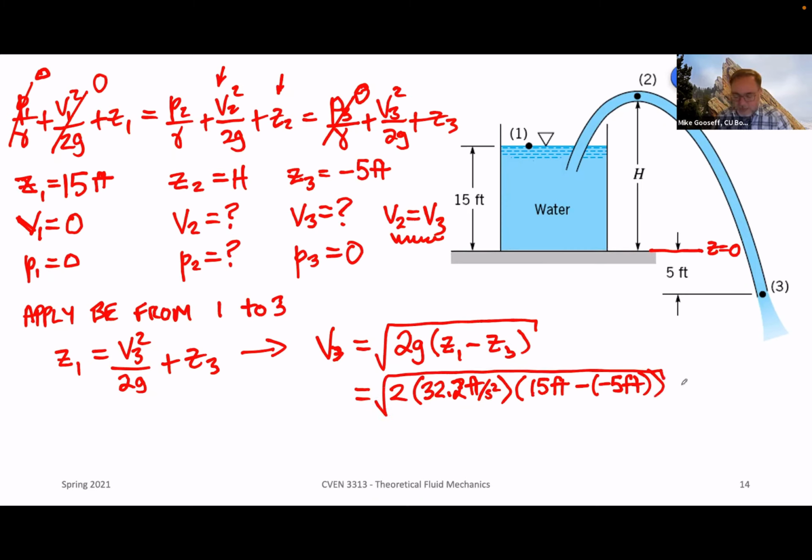When we do that math, we end up with V3 being equal to 35.9 feet per second, which is also equal to V2. So the reason I went from 1 to 3 is because I needed to eliminate an unknown at 2, and now I know what's going on at 2. I'm still looking for Z2, or what we call H, but now I know my velocity at 2, and I can define the pressure with the vapor pressure that we had in the problem statement.